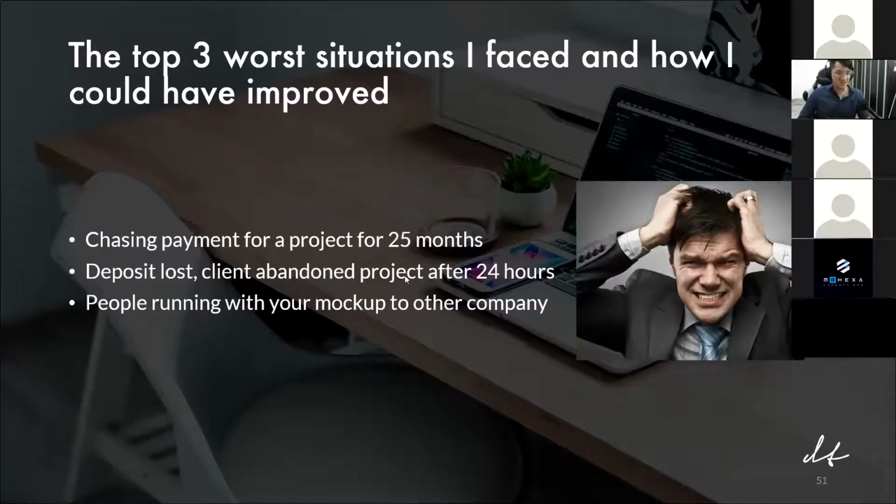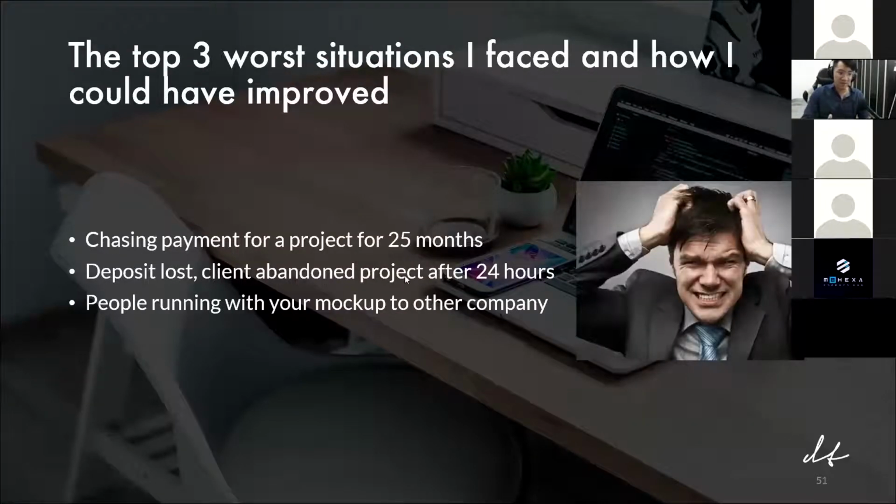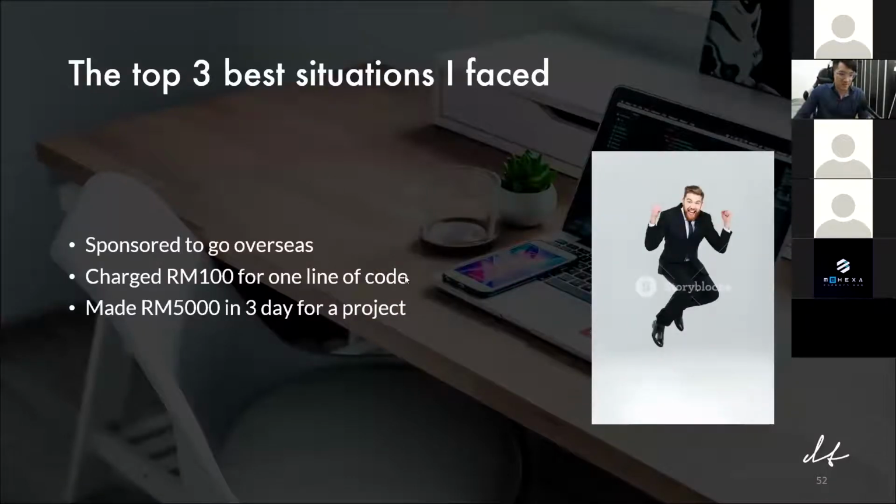This engagement was during a very early stage of my freelancing. It was quite painful because they took my mock-up and implemented it. So if people ever ask you to give mock-ups, remember to either send it really low res or just don't send it at all. It's really dangerous. Okay, so from the worst situations, let's move to the best situations.